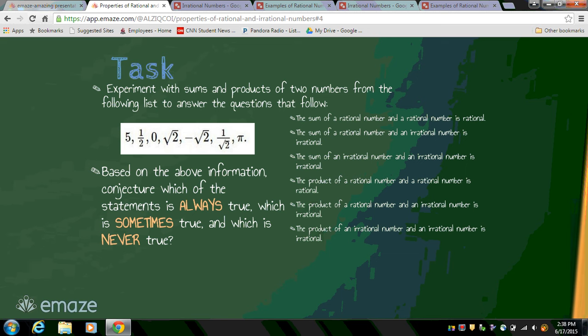So if we take the sum of a rational number and a rational number, is it always rational? Is the sum of a rational number and an irrational number always irrational? Is the sum of an irrational number and an irrational number always irrational? Is the product of a rational number and a rational number always rational? Is the product of a rational number and an irrational number irrational? And is the product of an irrational number and an irrational number always irrational?